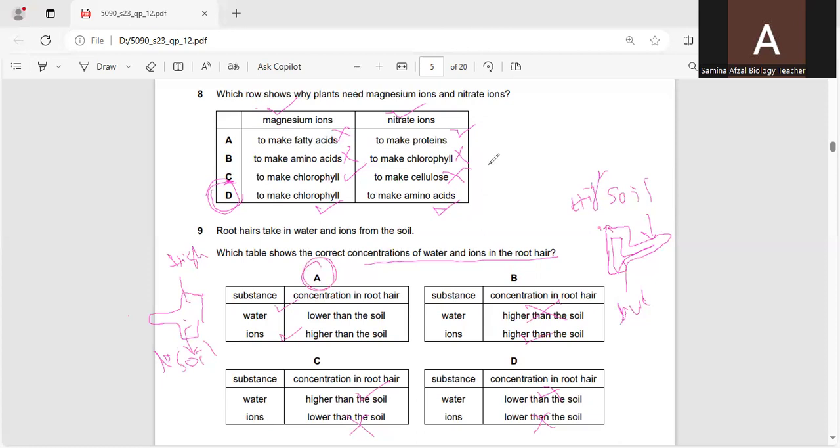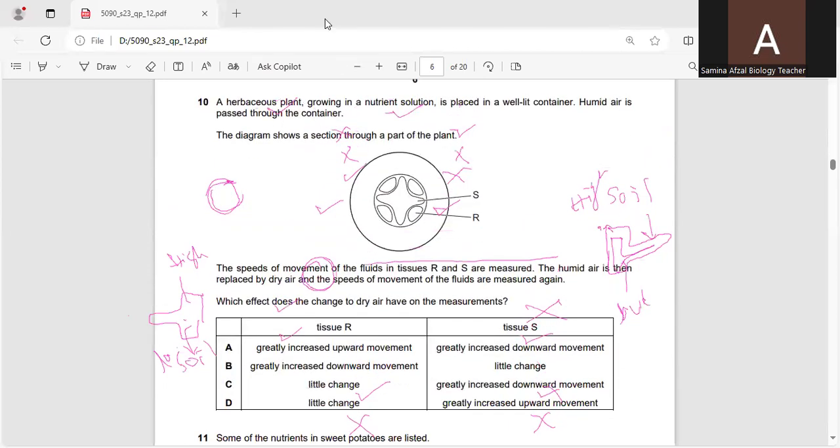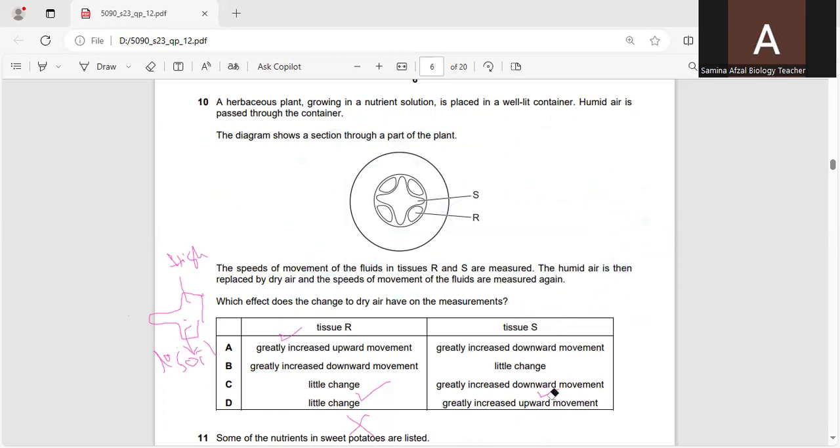Okay, students, we are moving towards question number 10. To solve question number 10, I would like to go with the statement. A herbaceous plant is growing in a nutrient solution and is placed in a well lit container. Humid air is passed through the container. The diagram shows a section through a part of the plant.